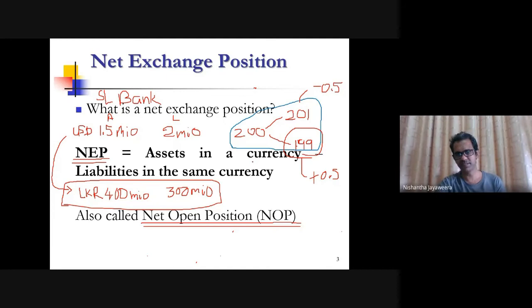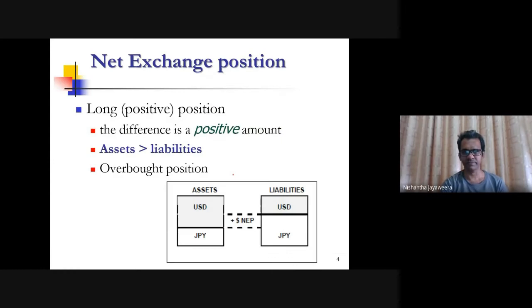Here we simply say assets in a currency and liabilities in the same currency. But say assets and liabilities may mature in different time periods. So in that scenario, what we do is calculate the present value of all assets and the present value of all liabilities and take the difference. That would be a much better, proper definition for a net open position.